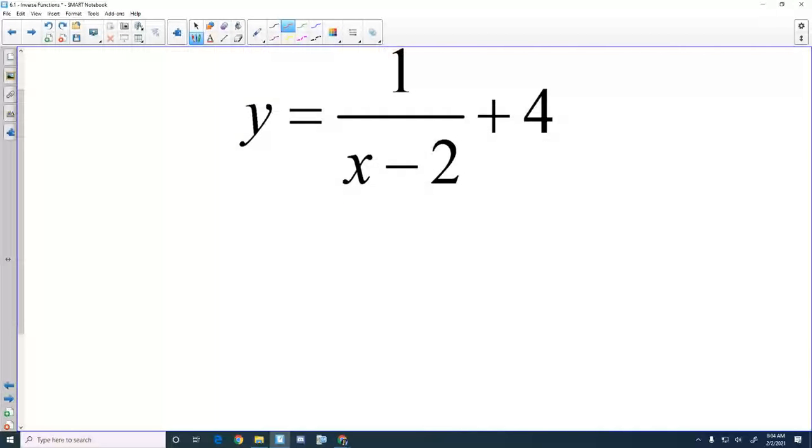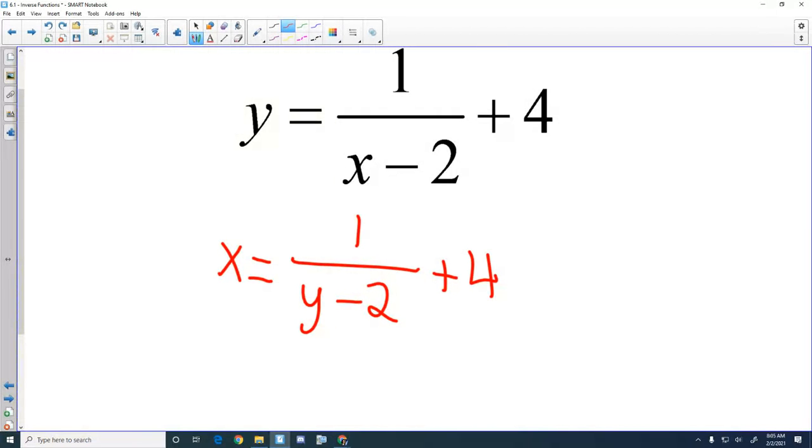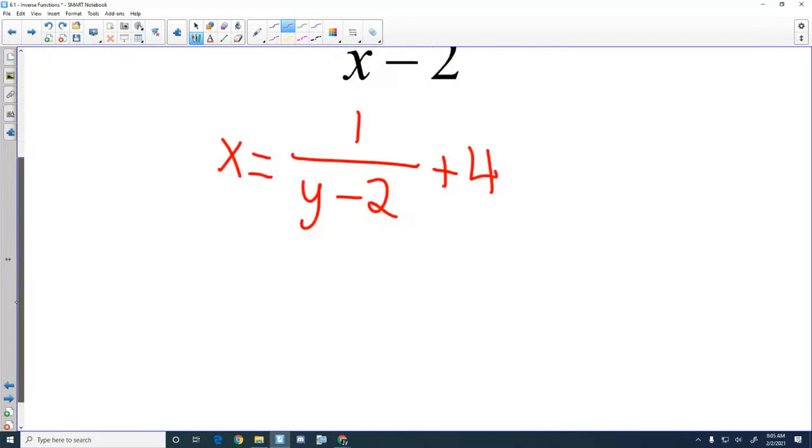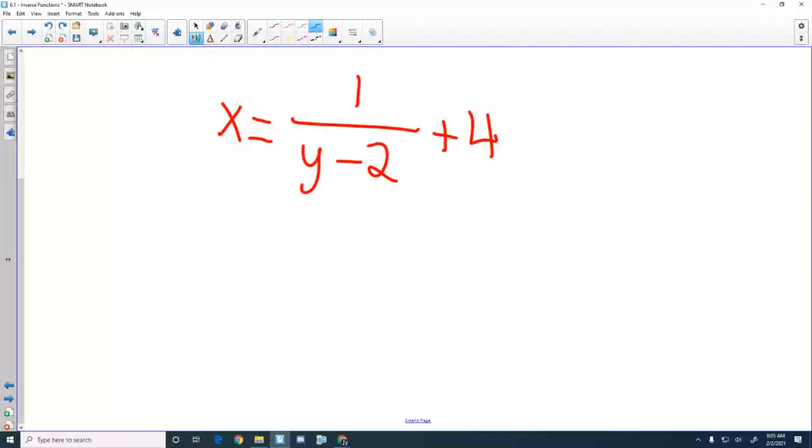So if we swap x and y, we get 1 over y minus 2 plus 4. And the first step, I'm sure you all got, and the next step, we just want to subtract 4 from both sides. So x minus 4 equals 1 over y minus 2. So here's where we kind of get stuck. Because I can't just add a 2 because this is in the denominator.